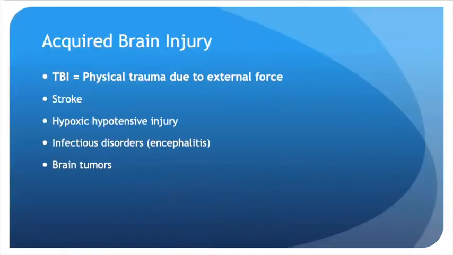So when we're talking about acquired brain injury, these typically occur due to a traumatic brain injury, a stroke, hypoxic injury or event, an infectious disease, or brain tumor. This particular lecture will focus on traumatic brain injury. When we talk about TBI, we're talking about physical trauma that's caused by some type of an external force applied to the head.